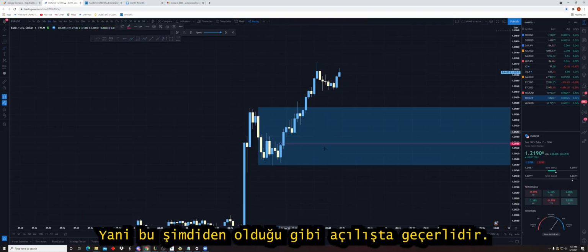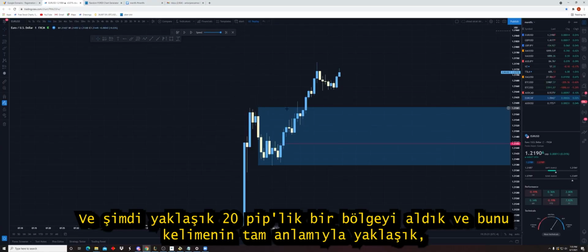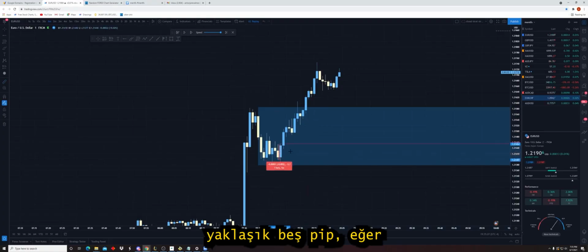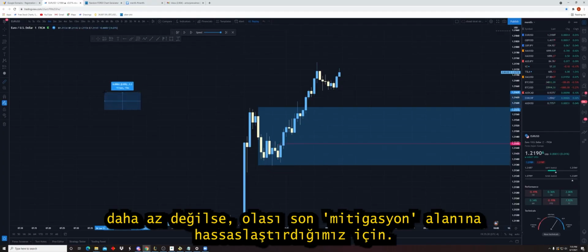This is a 1-minute chart. So this is already valid as is at the open right here, right? And now we took a zone that was about 20 pips and made it literally about 5 pips, if not less, because we've refined to the last possible mitigation area.